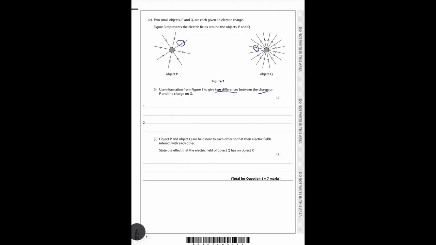And the other obvious thing is this one over here has got loads of lines close together, and this one has got fewer lines and they're all further apart. So is there anything that I can say about how close the lines are? I've remembered from my content that how close the lines are shows the strength of the field. So I can see that object P has got a smaller charge than Q, or I could say it the other way around, that Q's got a larger charge than P. Now obviously I've got to be careful.